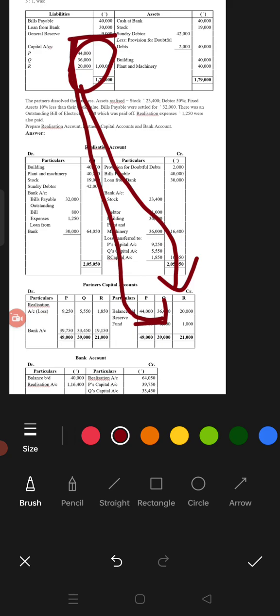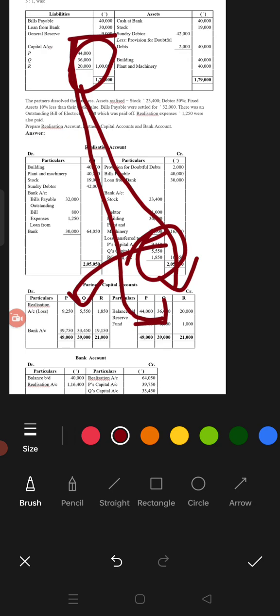So now realization loss. Realization loss, you are going to transfer the loss. So you are going to take loss in the debit side. So 9, 2, because it's a capital, P capital, Q and R. So you are going to copy this and paste it here. If you get the profit in the realization account, you are going to take it in the credit side. If you get the loss in the realization account, you are going to record it in the debit side.